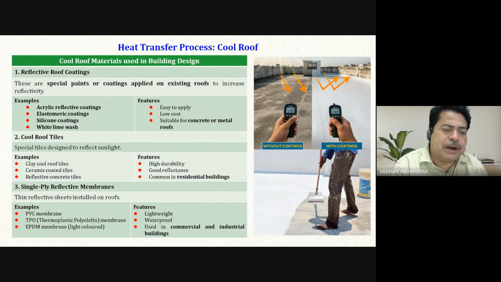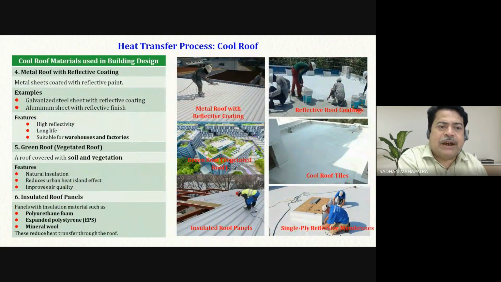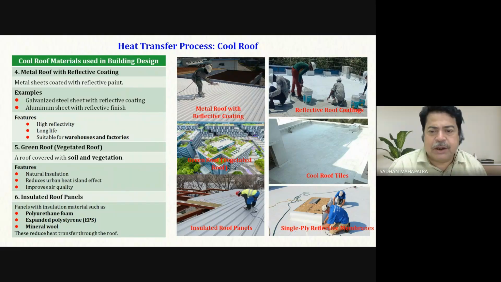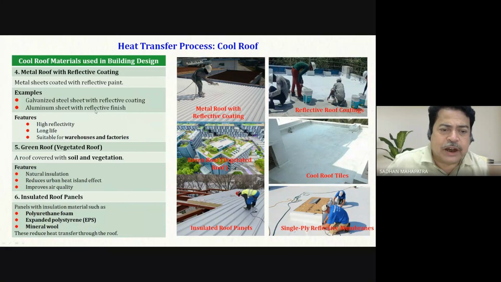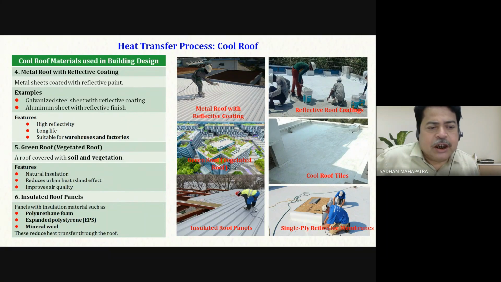Single ply reflective membranes: thin reflective sheets installed on the roofs, like PVC membrane, thermoplastic polyolefin membranes. These are lightweight, waterproof, used in commercial and industrial buildings. Metal roof with reflective coating: like in this picture, it's a metal roof, but there is a reflective coating on the roof. Like galvanized steel sheet with reflective coating, aluminum sheet with reflective finish. These have high reflectivity, long life, suitable for warehouses and factories.